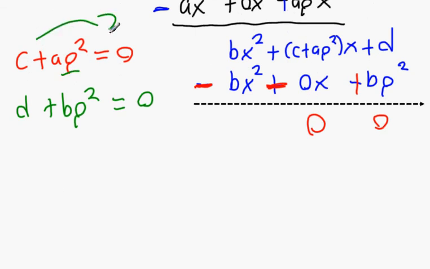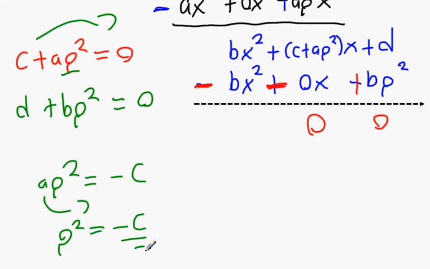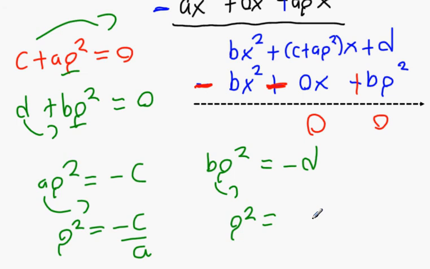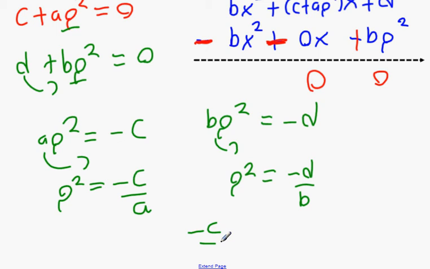I'll show you what I mean there. Get P squared on its own. Bring over C. AP squared equals minus C. Bring down the A. P squared equals minus C over A. There's a P squared in this one, so we do the same thing. Bring the D over to your side. BP squared equals minus D. Bring down the B, and we get P squared equals minus D over B. Cross multiply: minus C over A equals minus D over B. The minuses on both sides cancel. We get BC equals AD.